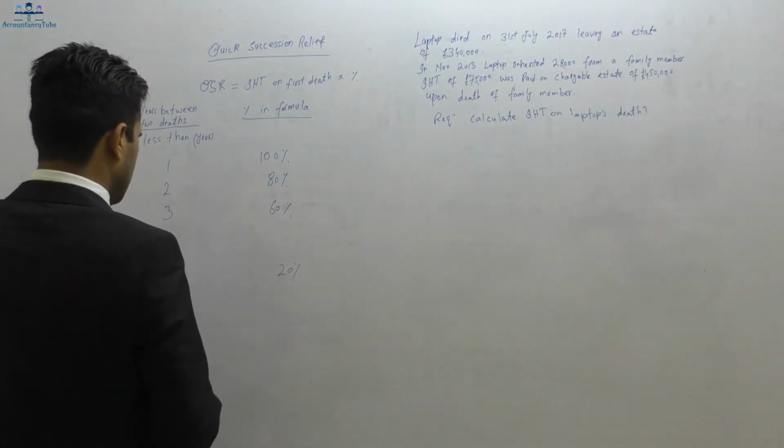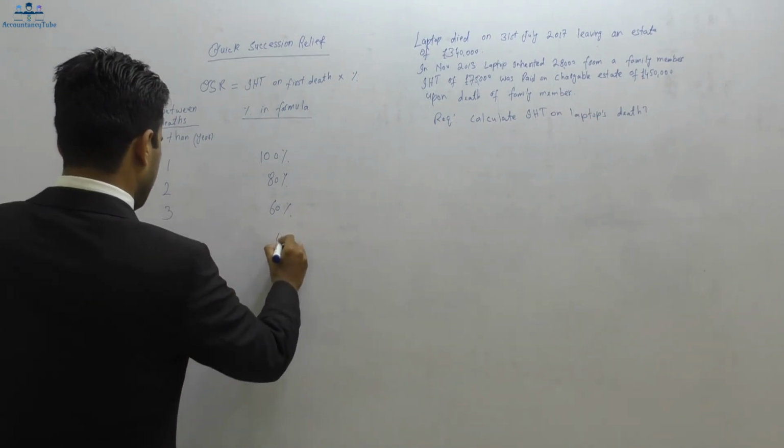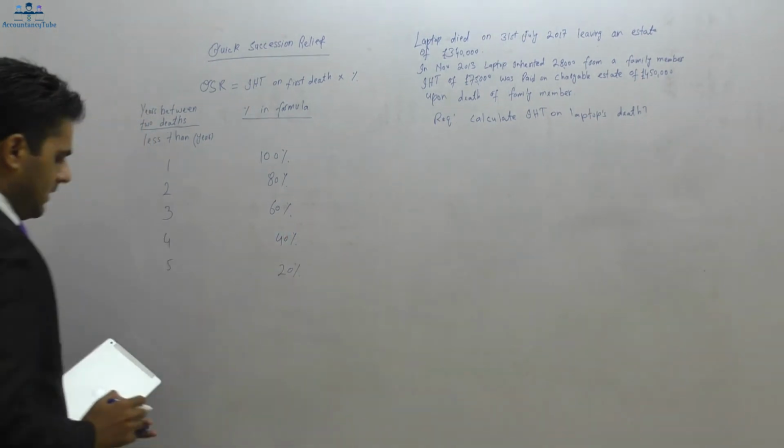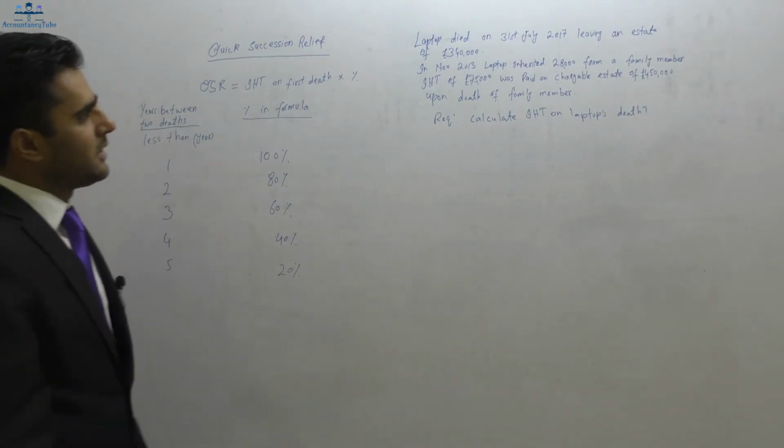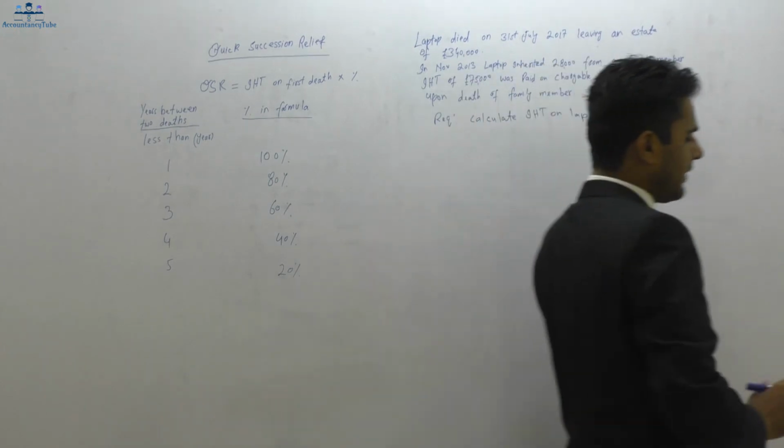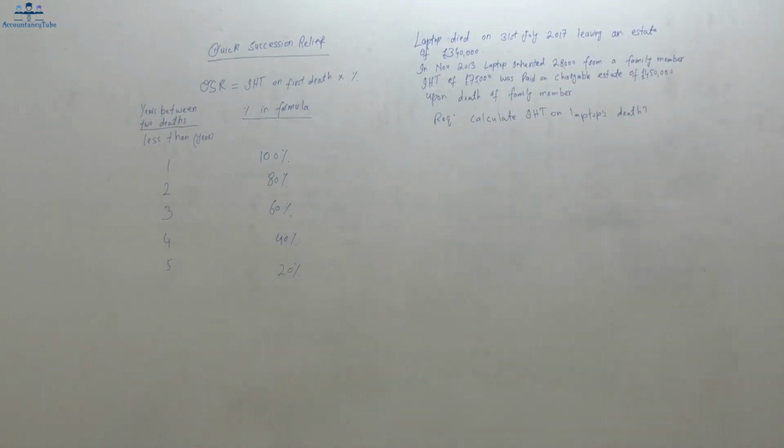So let me write it parallel to that one. Right, so that's how we calculate the inheritance tax, quick succession relief on death tax. Now I've just listed down a small example here, which we will do now.